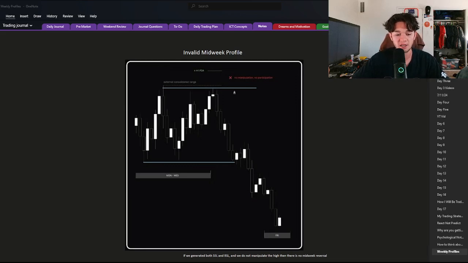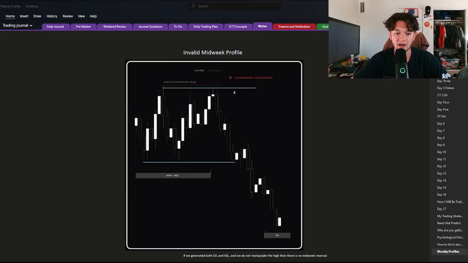So Monday, Tuesday, we range. We have a range on Monday, Tuesday from the consolidation. Then we see on Wednesday we don't take the high or the low of the range. So we get an inside bar candle, and that means there's no manipulation, and the profile is voided. We don't want to take a trade in there because it's just improbable price action.